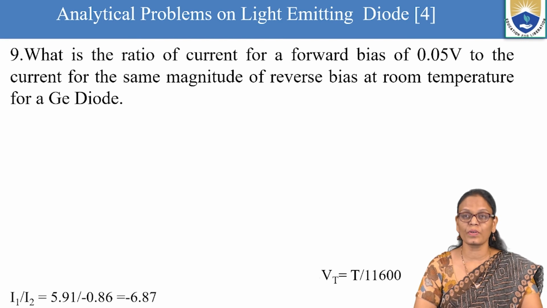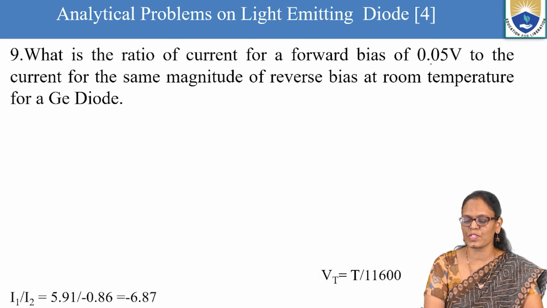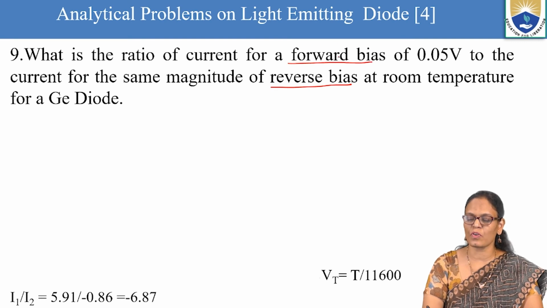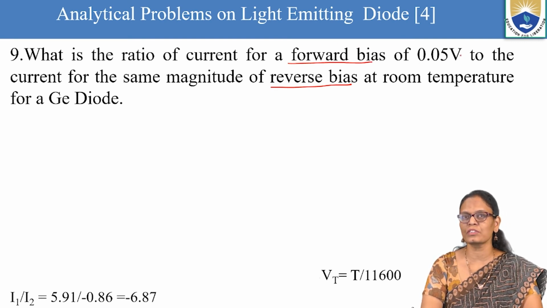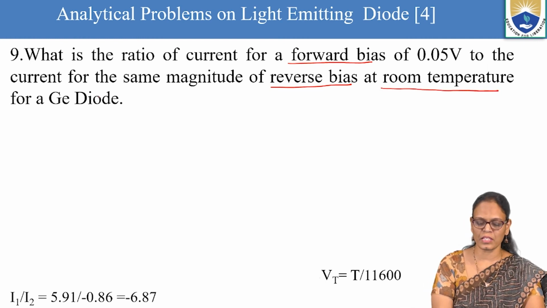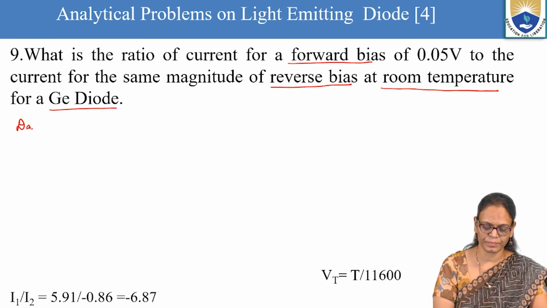Now coming to the next one. What is the ratio of current for a forward bias of 0.05 volt to the current for the same magnitude of reverse bias? If it is forward bias, it is 0.05 volt and the magnitude is the same in reverse bias. We have to find the current at room temperature, and this is for a germanium diode. So let us first write the data.